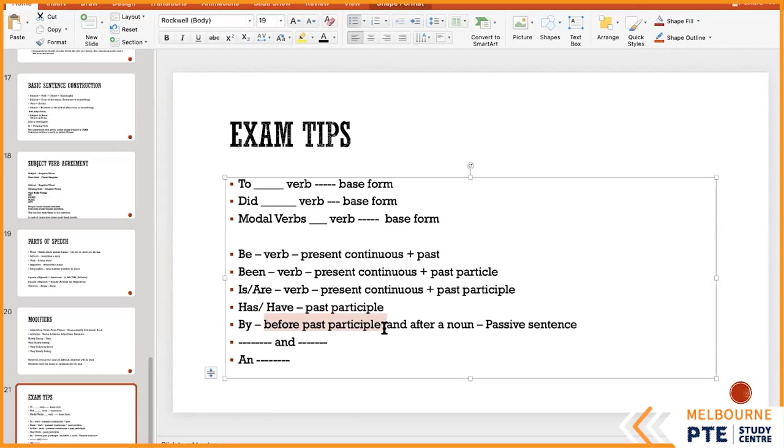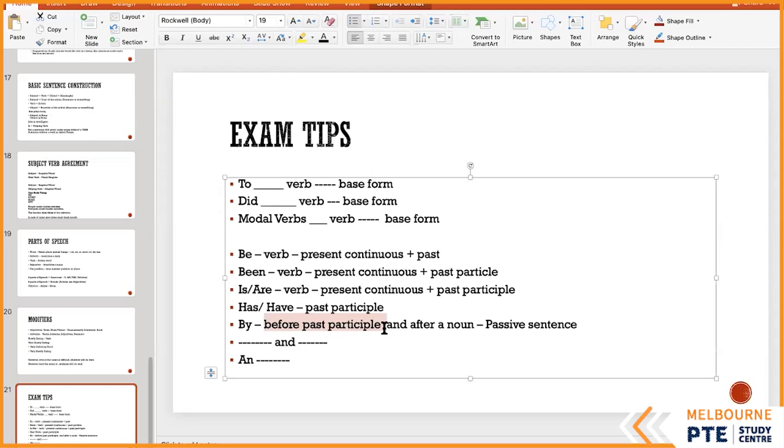After by, do I have a noun? After by, what do I have? Me. Yes, me is a pronoun. Yep, it's a noun. And before by, do I have a verb? Fish is eaten by me. Yes, eaten. And is that verb in past participle? Yep, eaten. Always the rule. So whenever I have a passive sentence.